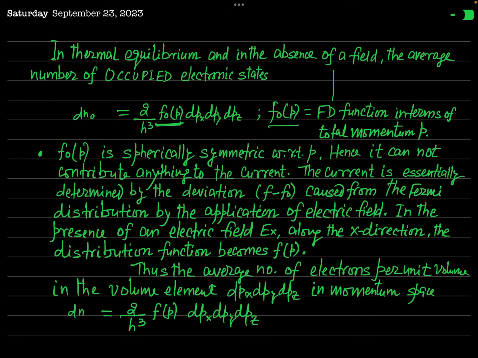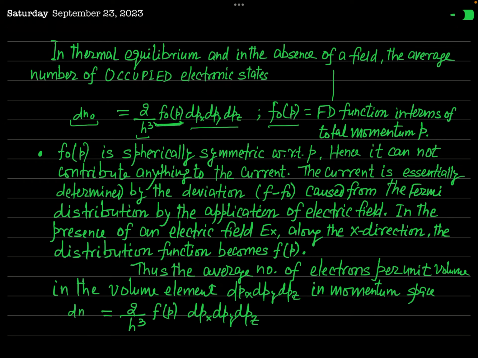Okay. So this f naught p measures the probability of finding an electron in a momentum state p, and 2 over h cube times dpx, dpy, dpz is the measure of the total number of quantum states. So when this total number of quantum states is multiplied by f naught p, the occupation probability, you will get the number of occupied electronic states dn0.